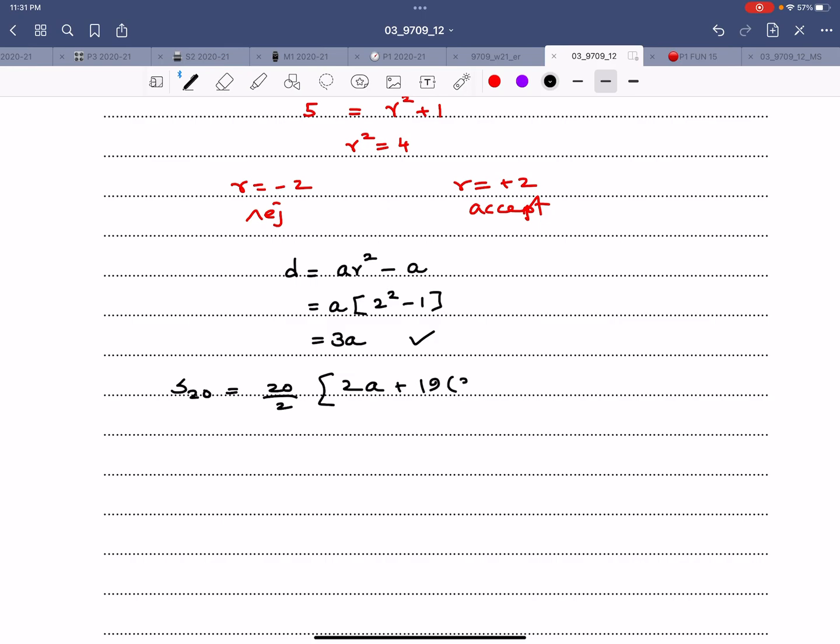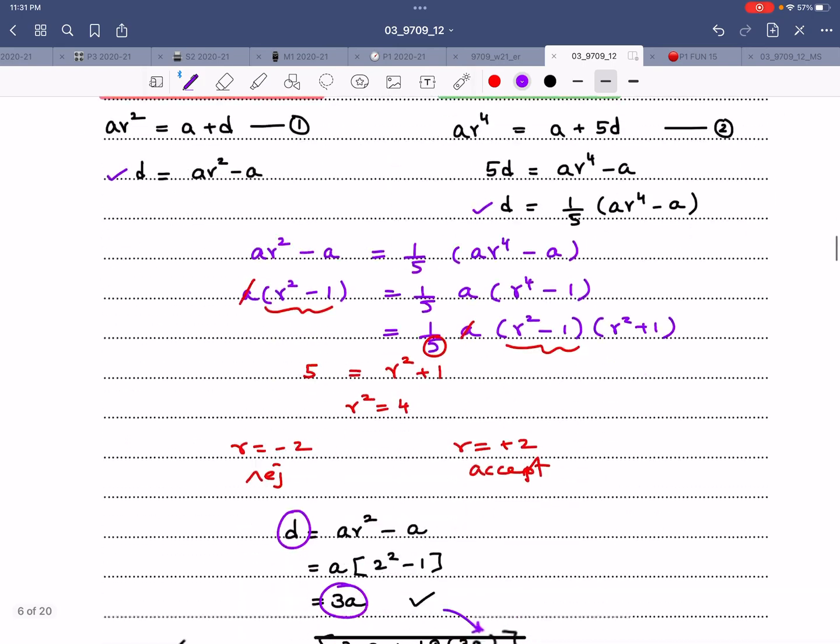So basically this is d, this is 3A, and this is d over here. So 2 plus 19 times 3, that's 57, 59 into 10, this comes out to be 590A. That is the answer for this particular part. That is question number 4. Let's move to question number 5.